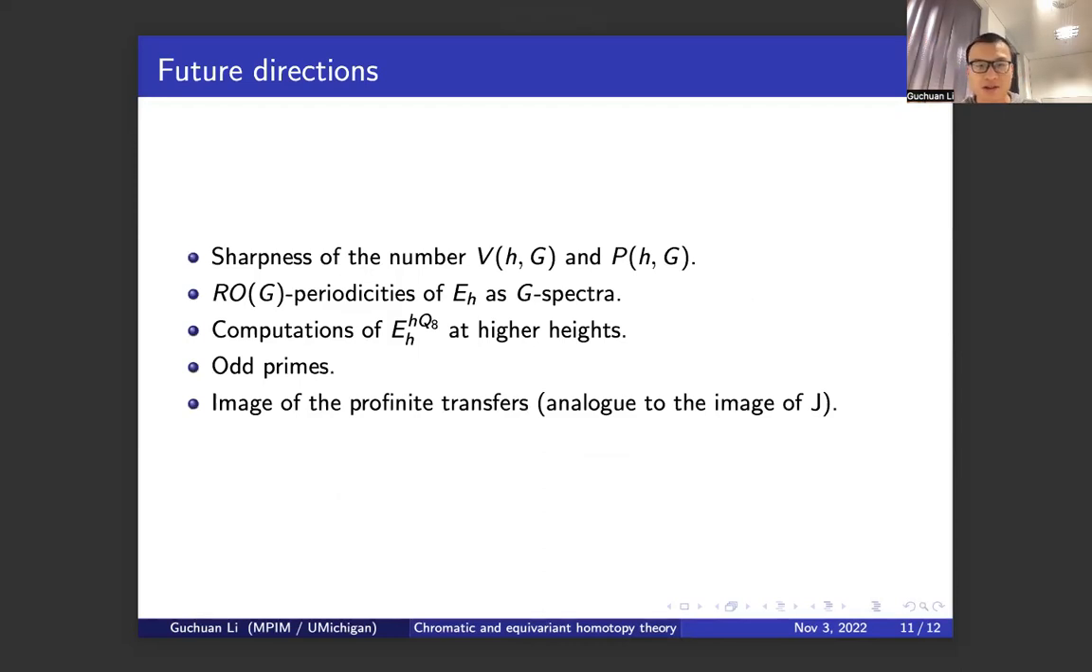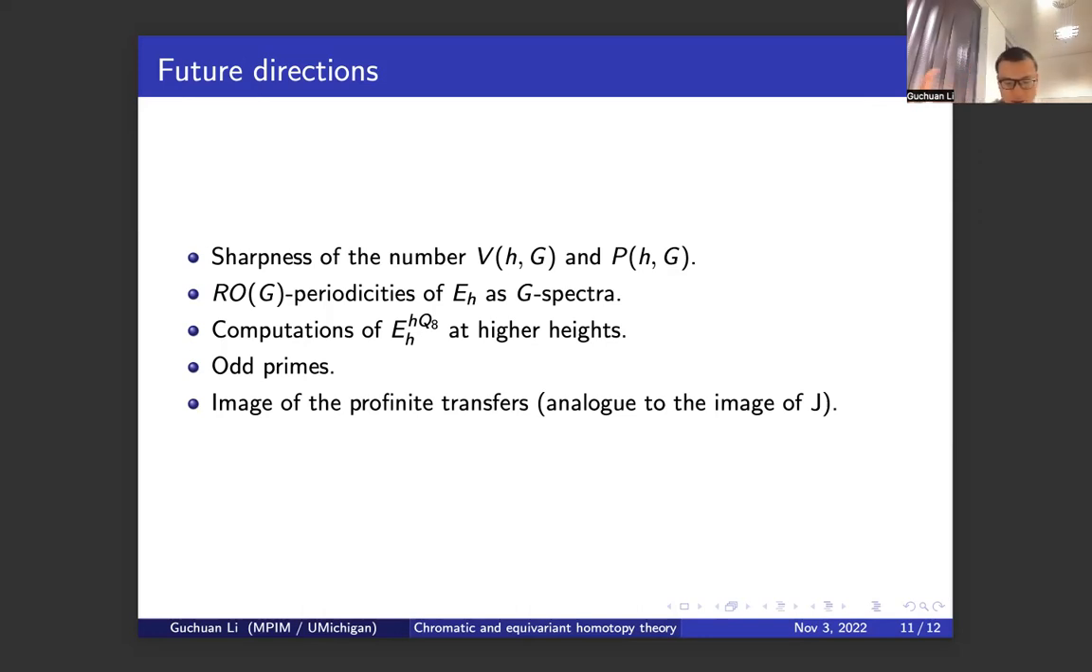In the end, let me also say some future directions. The numbers we found, the little box V times P, are sharp in all known cases. For example, it recovers numbers like after d23, you get the 192 periodic TMF computation, topological modular forms, but we don't know if it's sharp in general. Also, the periodicity comes from a combination of RO(G) periodicities, where RO(G) is the representation ring. But we don't know all the RO(G) periodicities. We know enough to get an integer one, but it's not all of them.